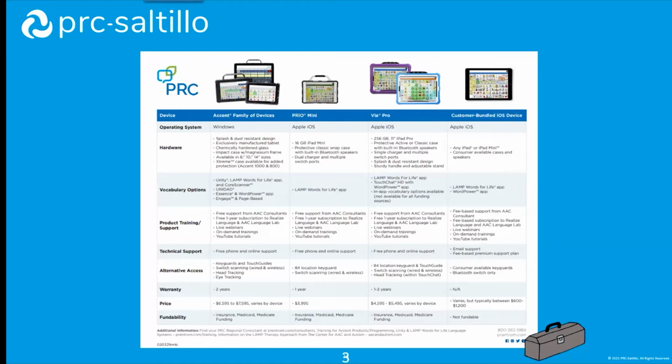And then it just goes into some more of those technical things: the product training and support, the technical support, alternative access methods. So keyguards are available on all of those that we talked about. So we have access to that for Macs, warranty related information, a ballpark range of pricing, and whether or not it can be funded through insurance.